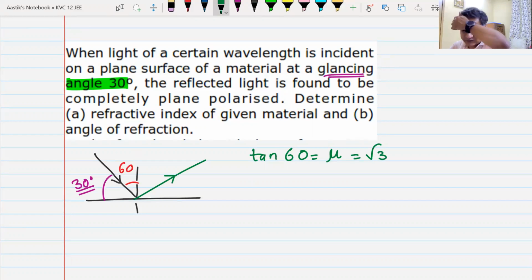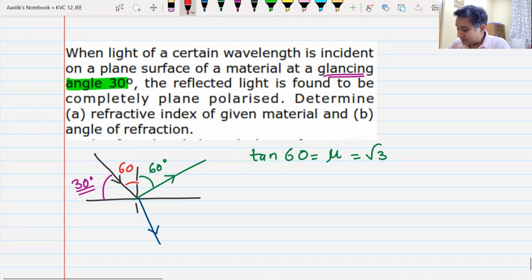Once you get the value of mu as root 3, you don't even have to apply Snell's law to find out the angle of refraction. You can find out the angle of refraction without doing anything. This is 60, my dear friends. So this angle has to be 60. Both are same.